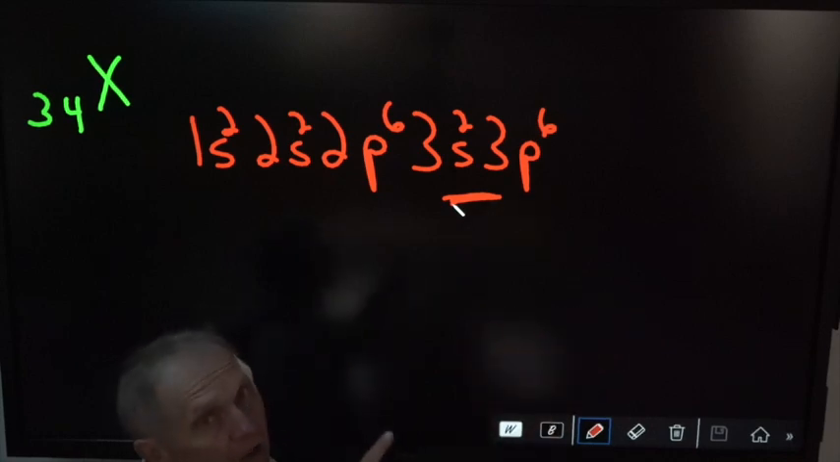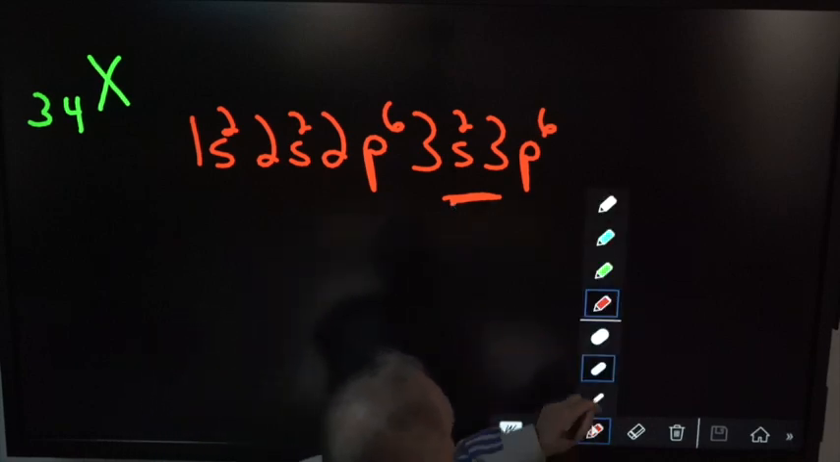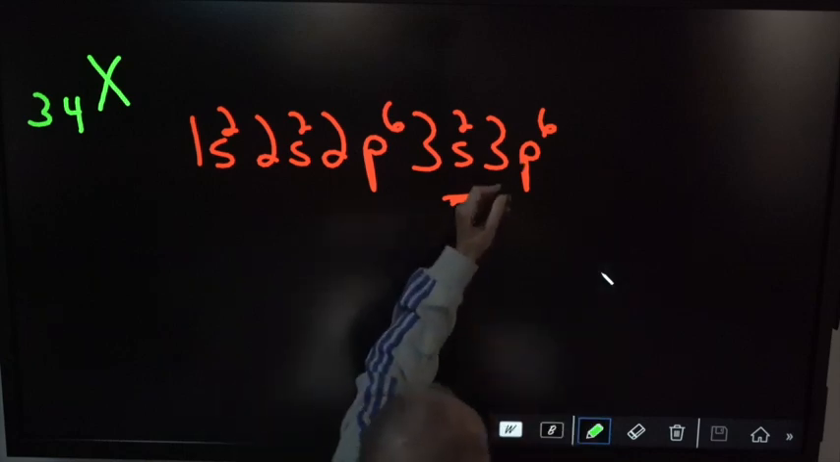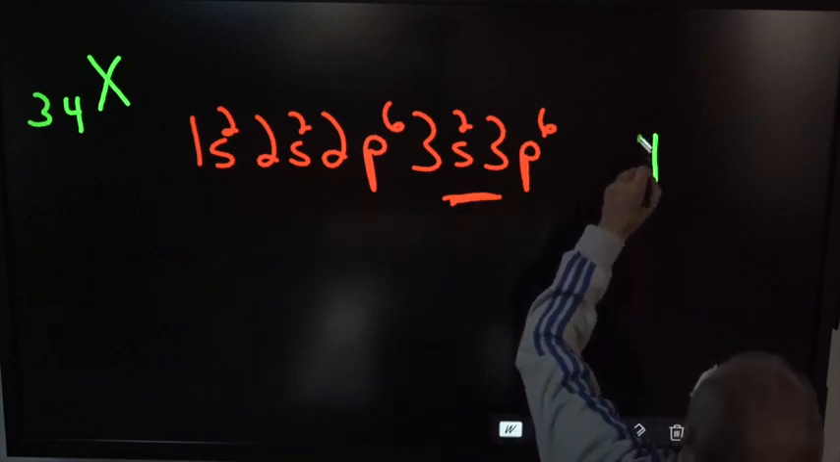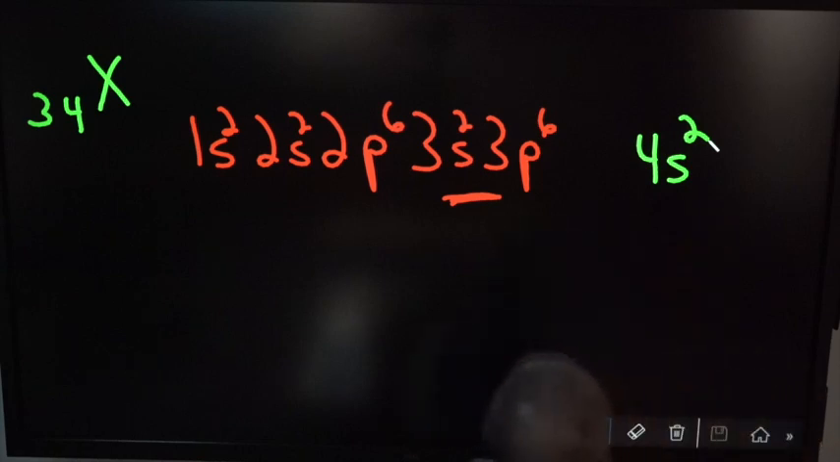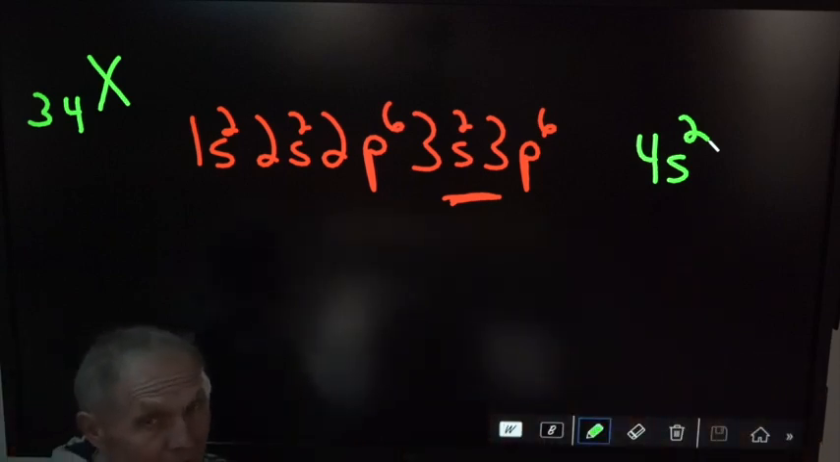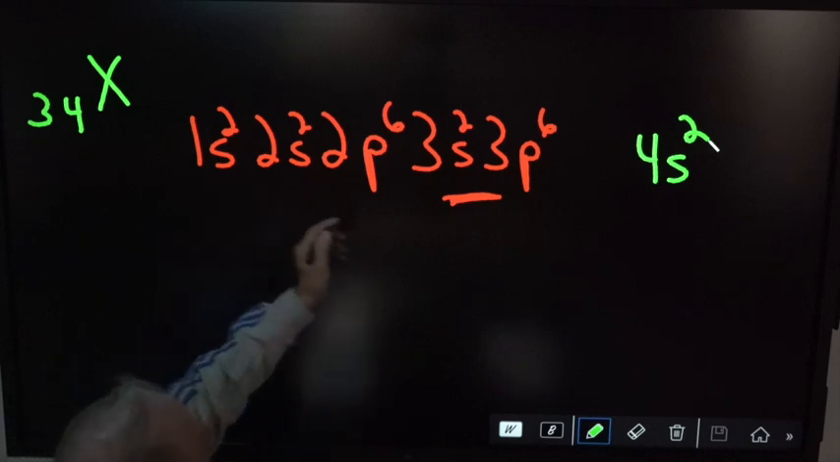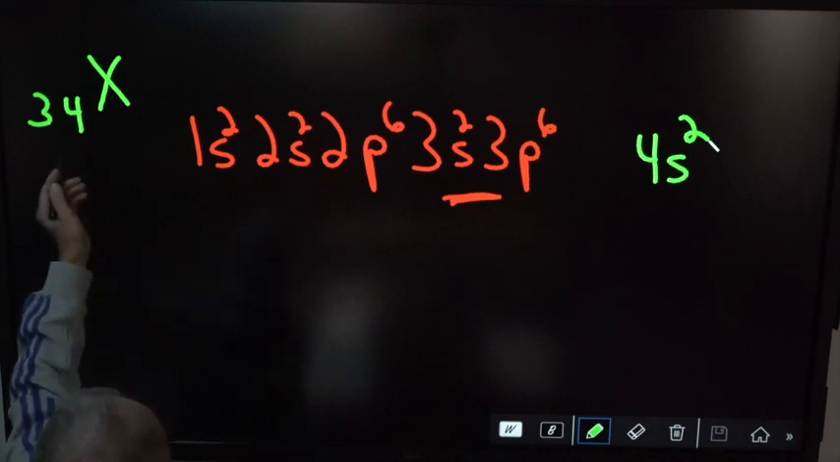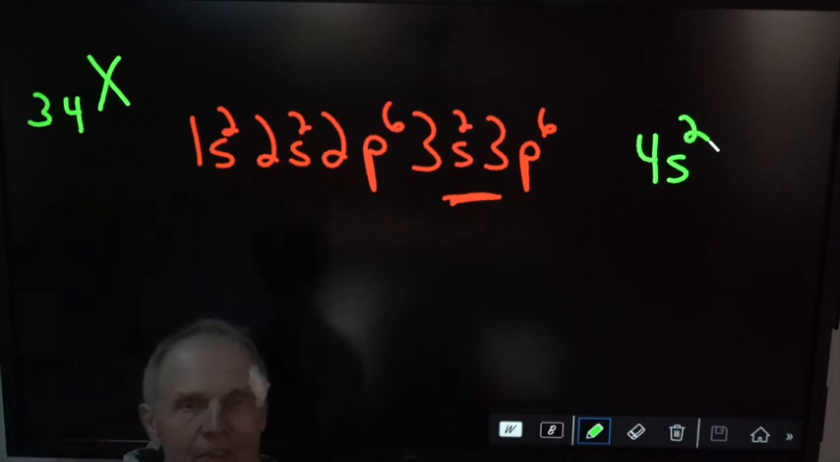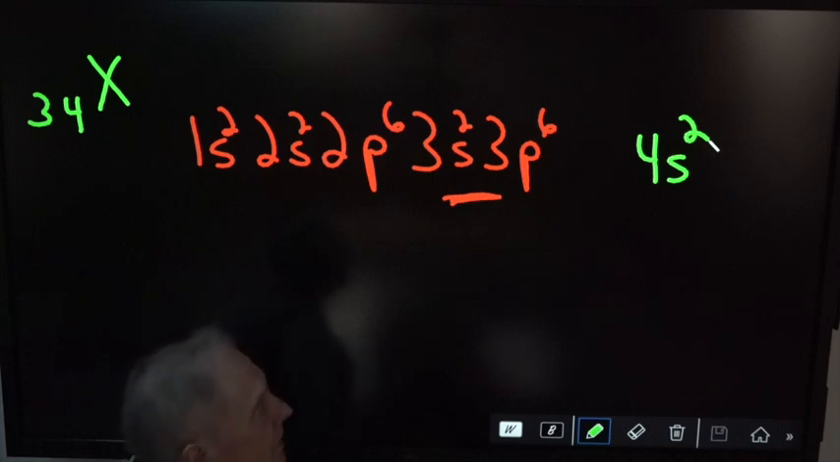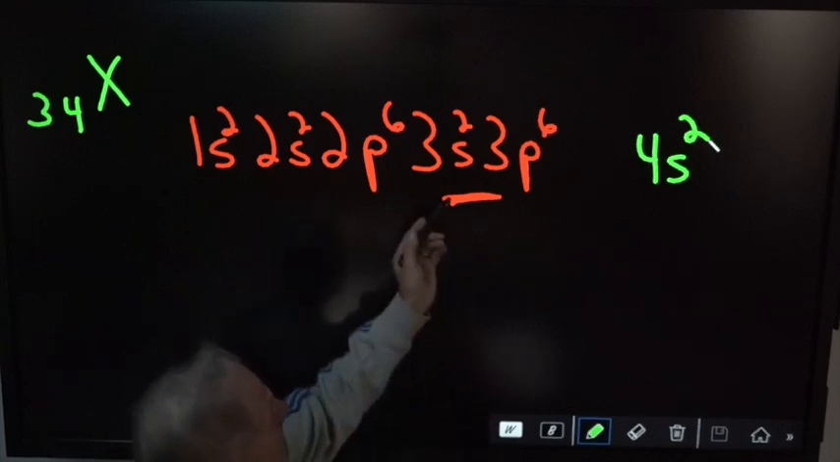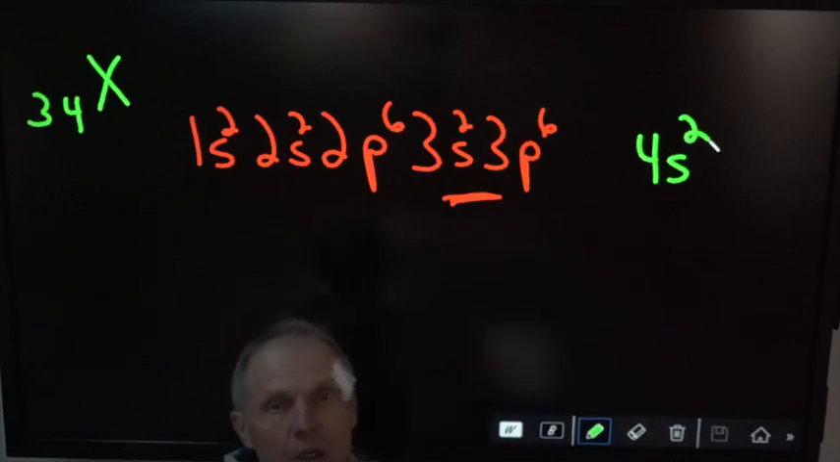So my next shell is the 4th shell. Now watch, it gets really tricky. So I'm going to jump to the 4s2. Now watch. How many electrons have I used? I've used 20. I still have 14 electrons left to mess around with. But the big deal is, is the third shell the valence shell anymore? No. The fourth shell's the valence shell.